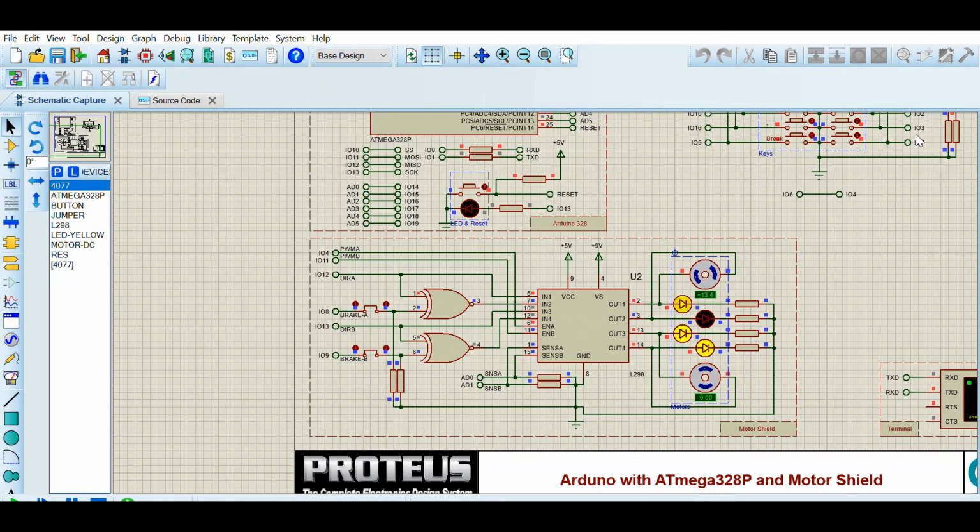On simulating, the motor started adjusting its position. So the motor started turning.